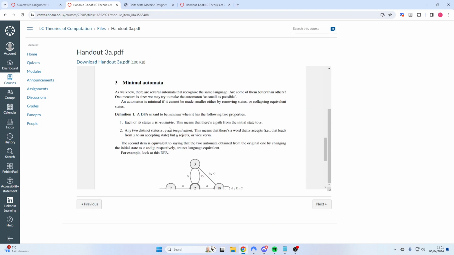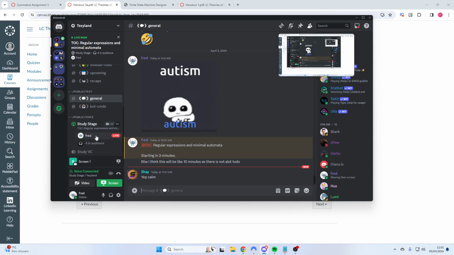Okay, so I'm going to do the title the other way around. I'm going to be doing minimal automata first, just so I finish off my automata stuff, and then just have a brief look at regular expressions.